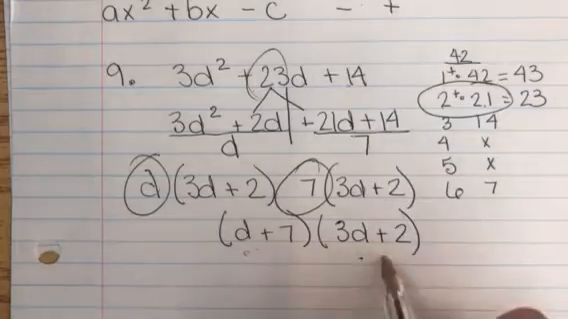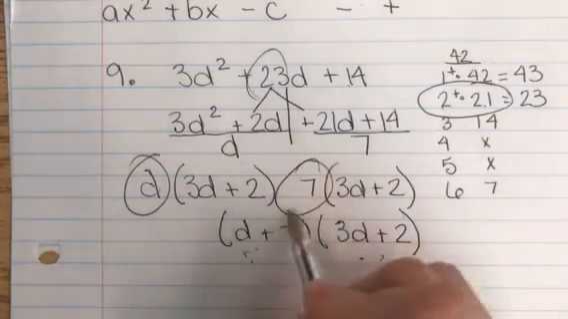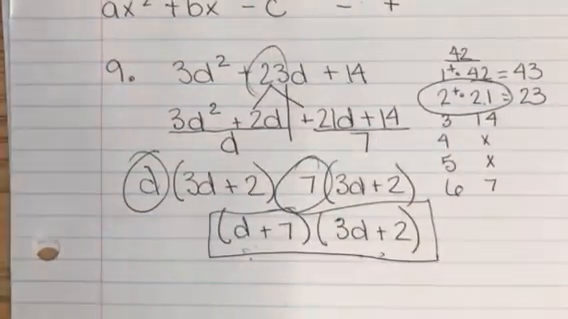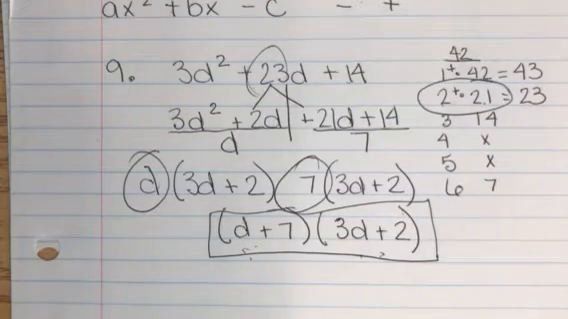Now you could have these in either order. So you could have 3d plus 2 times d plus 7. You just have to have both binomials for your answer.